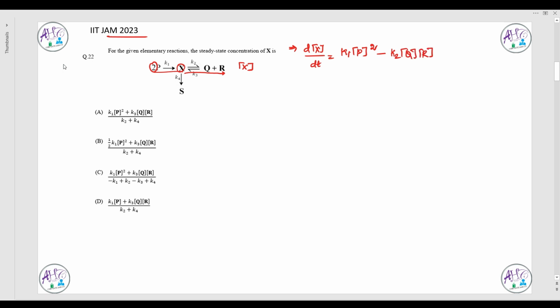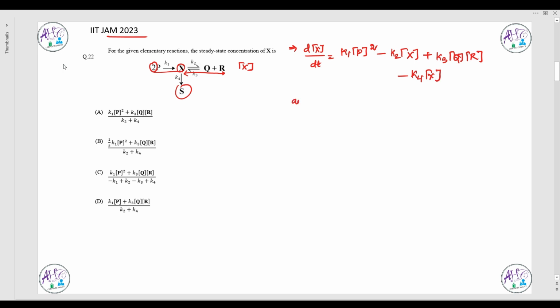Sorry, K2 is degrading, right? So this is going to be minus K2 concentration of X. Then in the other reaction, your Q and R combine to give X, so this is going to be plus K3 concentration of Q concentration of R. Then in the other, again X is degrading, so minus K4 concentration of X.